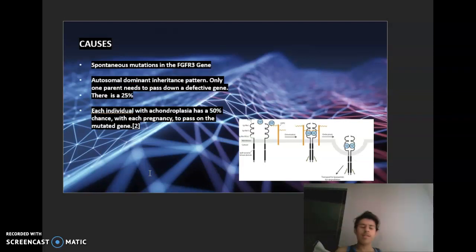Now, what are the causes? Well, the causes are spontaneous mutations in the FGFR3 gene. And since it's an autosomal dominant inheritance pattern, only one parent needs to pass down the defective gene, and there's a 25% chance that it will be inherited by the child. Even an individual with achondroplasia has a 50% chance with each pregnancy to pass on the mutated gene.